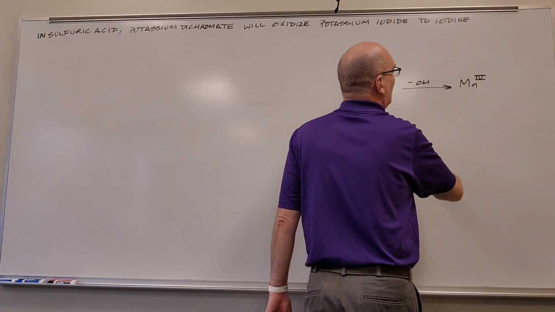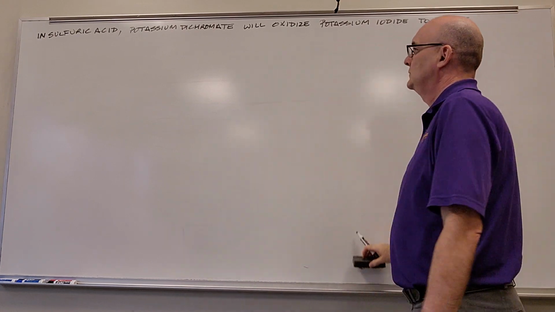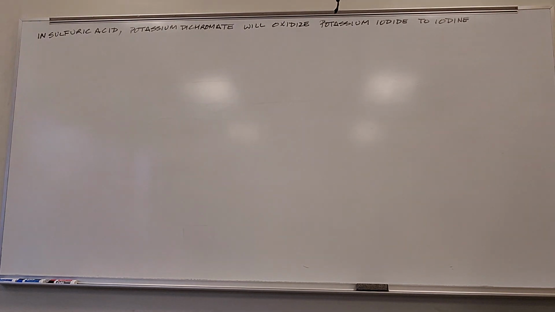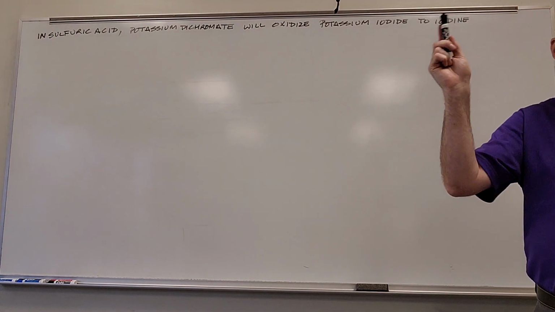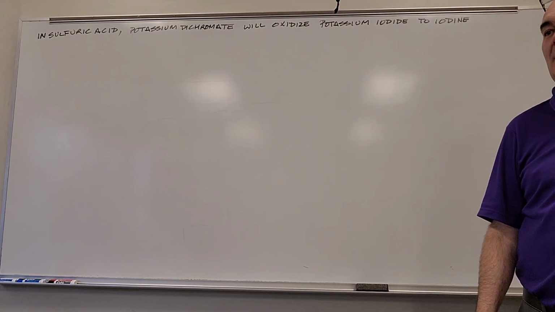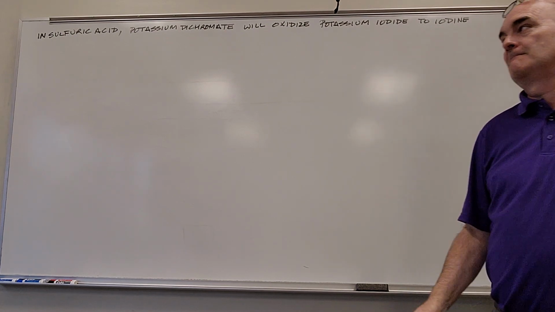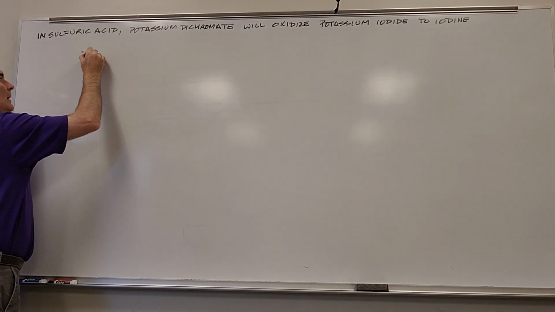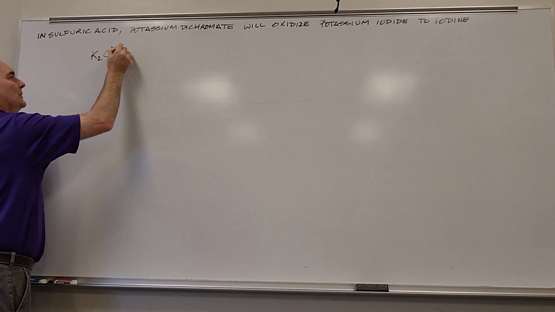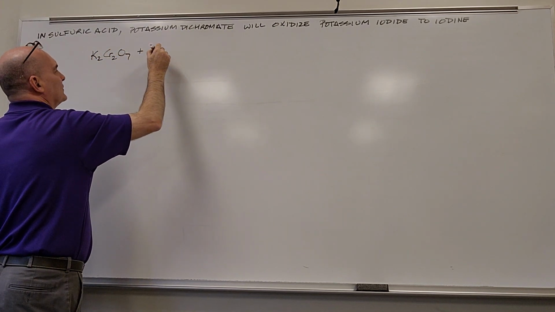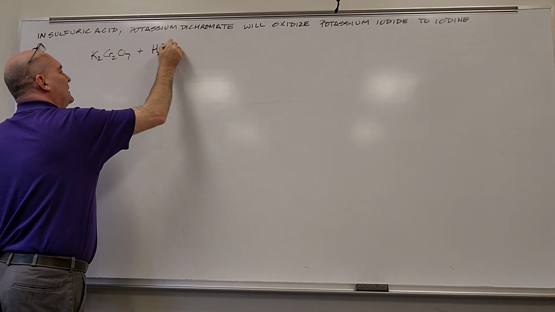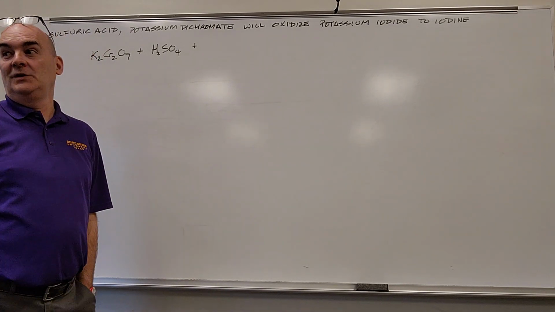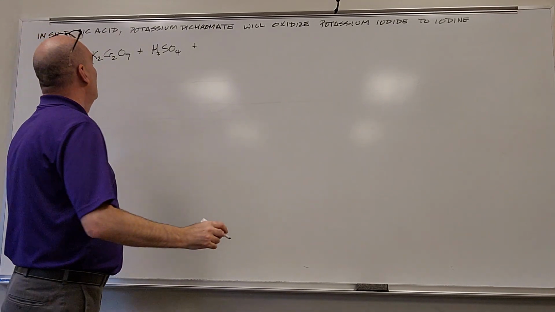Now, when you write the balanced equation out, and then you follow it with the total ionic equation, you can start crossing out the spectator ions. K2Cr2O7 plus some amount of sulfuric acid. That's going to become a problem. We're going to really have to think about how to balance that.